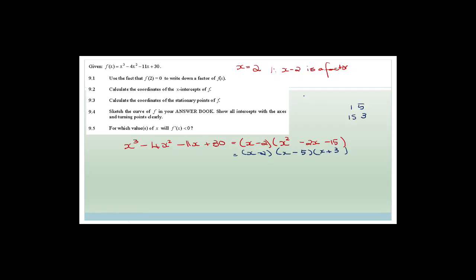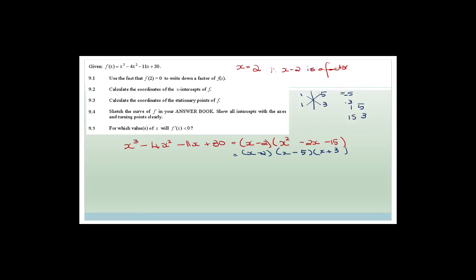How do I get that? Well, my factors of x² are x and x, which are 1 and 1. If my factors of 15 are 5 and 3, we know that 1 times 5 is 5, 1 times 3 is 3. How do I get a minus 2?